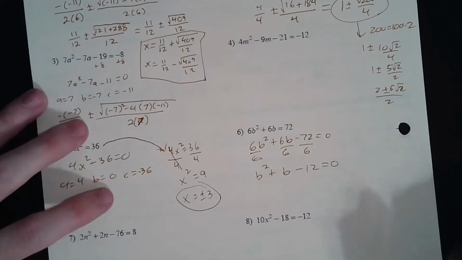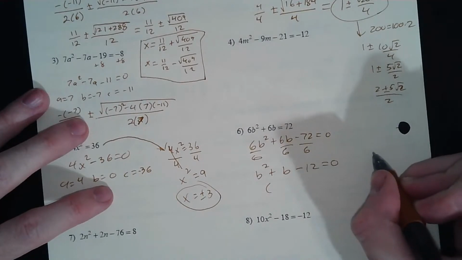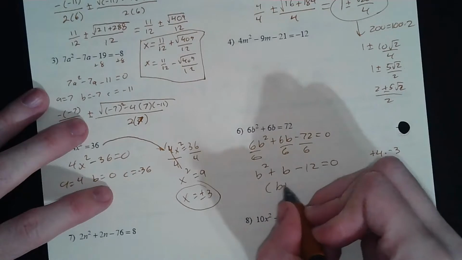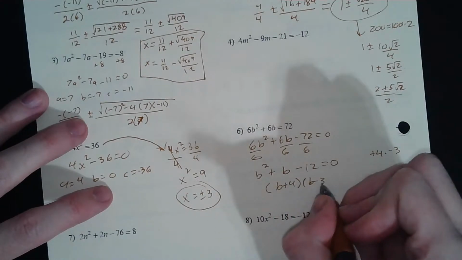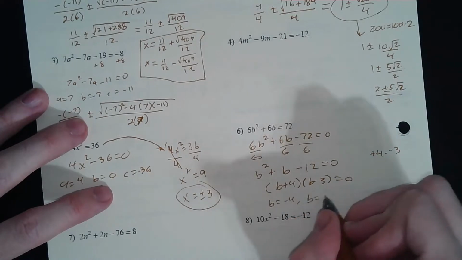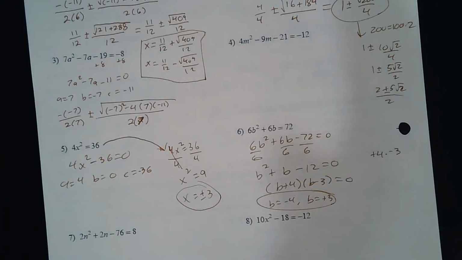Or you could simply notice that negative 12 is the same thing as positive 4 multiplied by negative 3, and therefore I could just do b plus 4 multiplied by b minus 3 equals 0, and therefore b equals negative 4 and b equals positive 3. We got such an easier process than doing that whole quadratic formula if you just remember to factor.